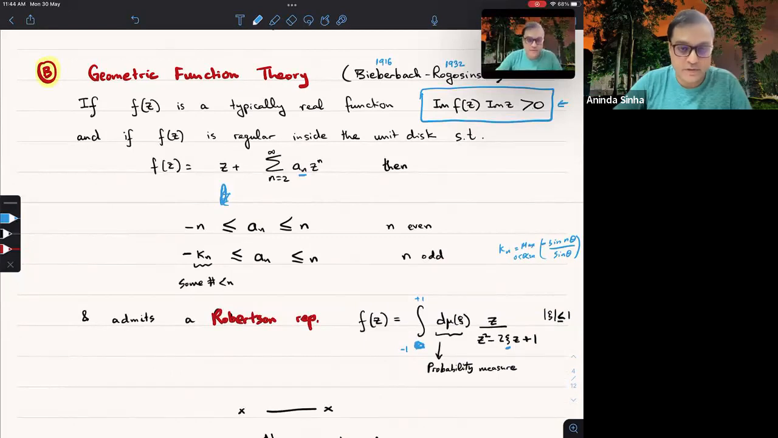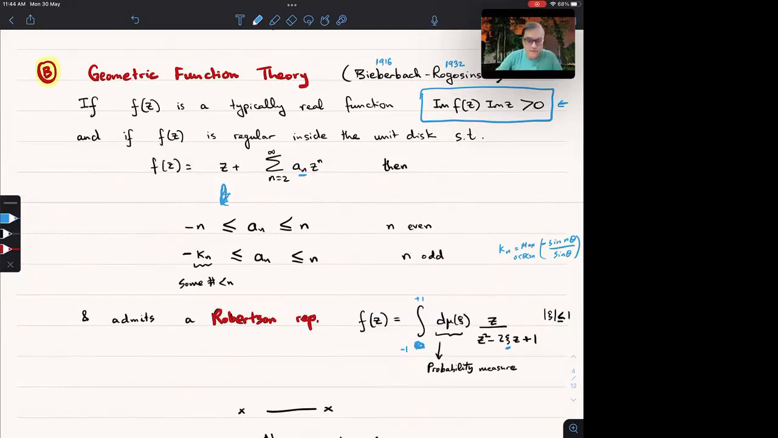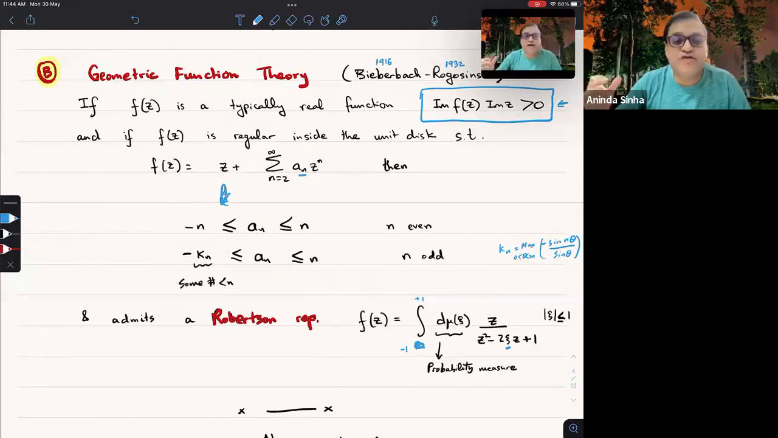I see. So another kind of abstract question: what is geometric about geometric function theory? Oh, these are like conformal maps. So you can think of these as maps from the complex plane to inside the unit disk or vice versa. Okay, thanks.